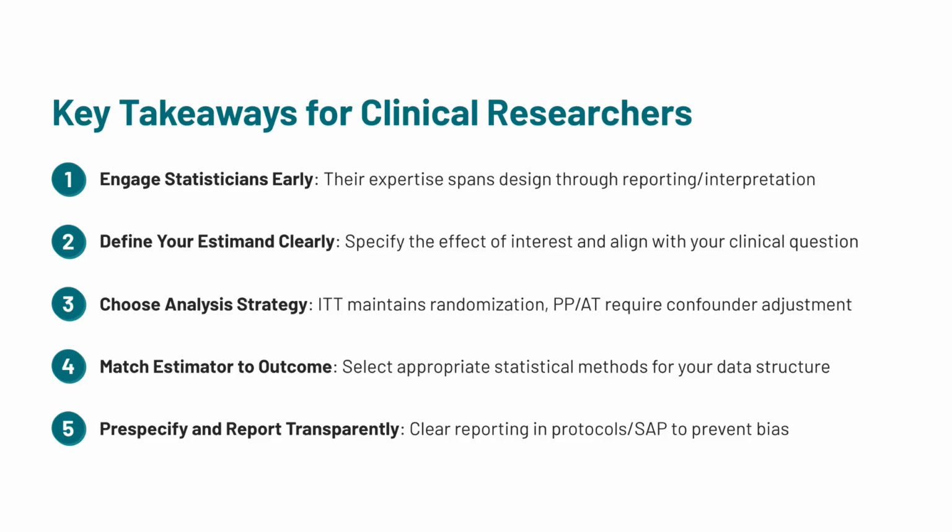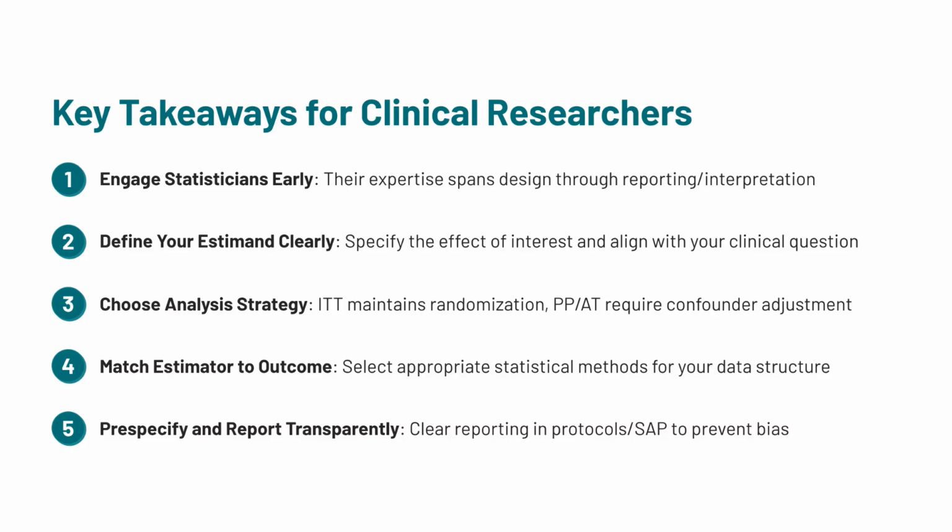Let's summarize the main takeaways. 1. Engage a statistician early. Their expertise spans design, data collection, monitoring, analysis, and reporting. Pragmatic trials involve complex issues like adherence and clustering, so statistical expertise is essential. 2. Define your estimand clearly. Specify the treatment, population, endpoint, summary, and how to handle intercurrent events. Align the estimand with your clinical question and stakeholders.